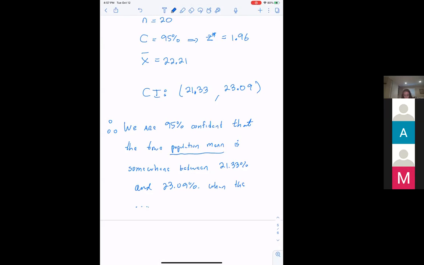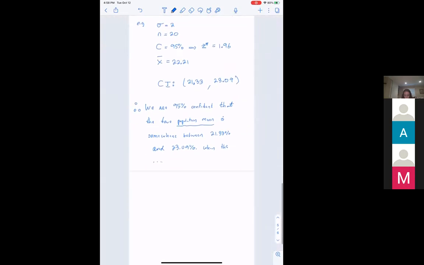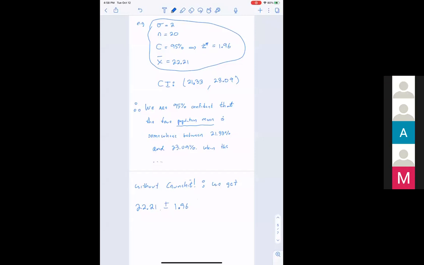And it's nice that Crunchit was able to do it for us. But you know what? Let's say we didn't have Crunchit. Let's just confirm very quickly, based upon the numbers that we do have, that we would have gotten the same thing. So without a calculator or without Crunchit, we get 22.21 plus or minus 1.96 times 2 over the square root of 20.